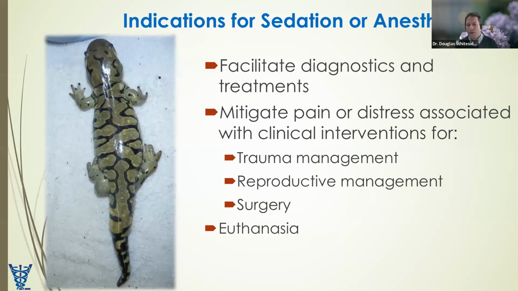But if you are having to do something that's a little bit more painful, an amphibian's got a broken limb, for example, and you want to get a good radiograph of that, it's really important that we anesthetize them to do that diagnostic and get a really good quality radiograph for that. Also to help facilitate treatments as well.